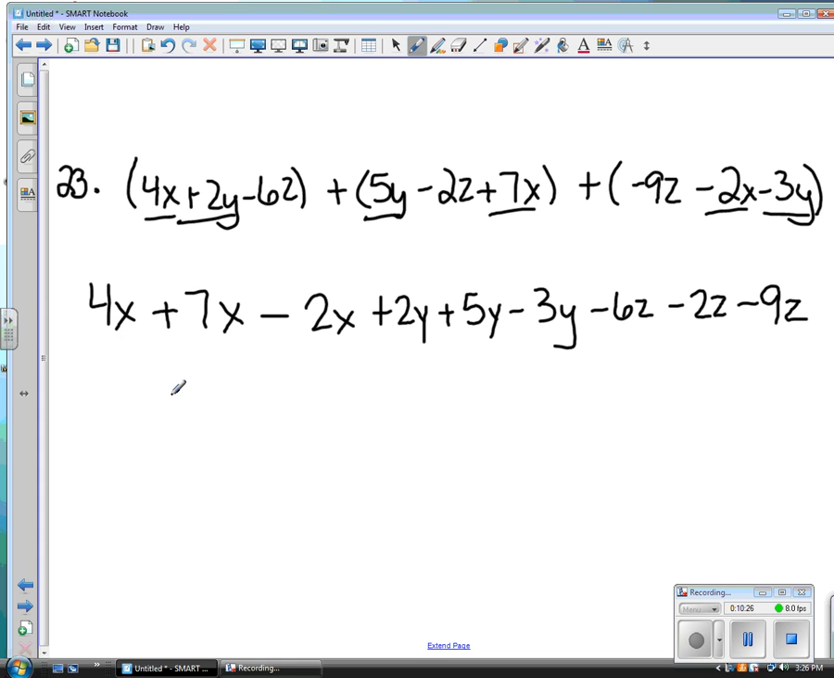and do these. So that's 11x minus 2x, so that would be 9x. I have 7 minus 3, which is 4y. And I have a negative 6 plus a negative 2 plus negative 9, which is negative 17z. All of these have a degree of 1, so I'm going to put these in alphabetical order, x, y, and z.